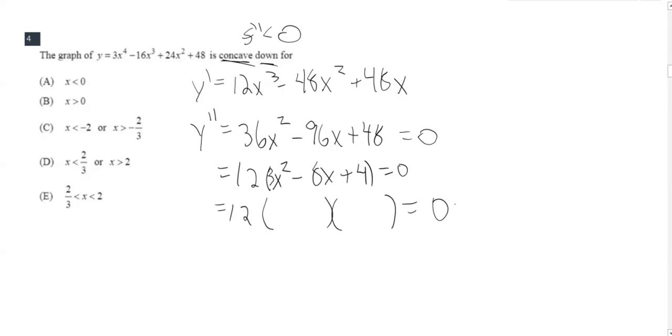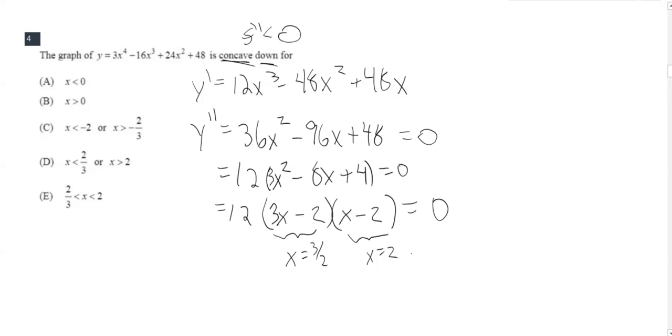So the first factors have to multiply to 3x squared. So you know you have a 3x and an x. And then the outers and inners have to multiply to negative 8x or add up to negative 8x. So you'd end up and multiply to positive 4. So you'd end up with negative 2 and negative 2 here. So this term is equal to 0 when x is 3 halves. And this term is equal to 0 when x equals 2.